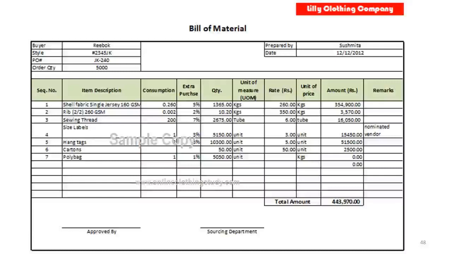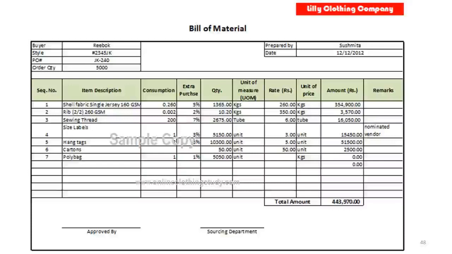And if you look at the first line, which is the shell fabric, single jersey, 160 GSM. The consumption is 260 gram. And extra we need to buy is 5%. So 260 gram plus 5% is, let's say, 13 grams more. So it's like 273 gram. Now, 273 gram per unit has to be multiplied by 5,000 pieces. That gives us 1,365 kilos. Now, is it meter? Is it units, pieces? What is it? So that's why we have the column for unit of measurement.